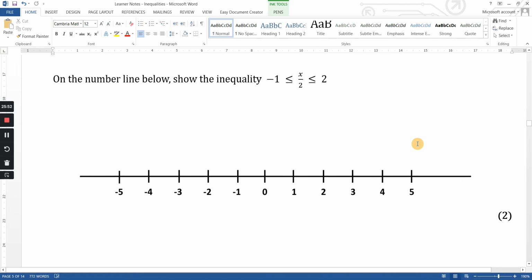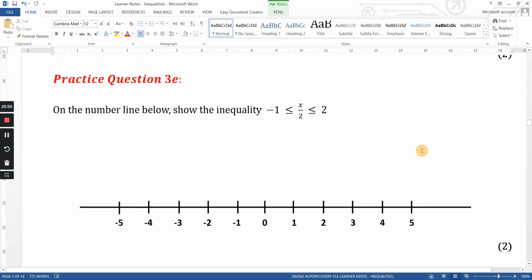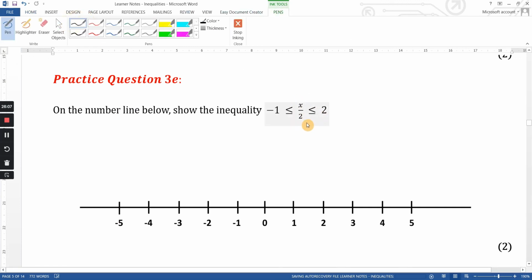Practice question 3e, on the number line below, show the inequality -1 is less than or equal to x over 2, which is less than or equal to 2, so this looks a bit weird. I don't want x over 2. I just want x on its own, so I'm going to have to double that to get rid of the fraction. But if I double that, I'll have to double everything. Yeah, so that'll be -2. Same symbol, x in the middle, which is what I want, and that's going to be 4.